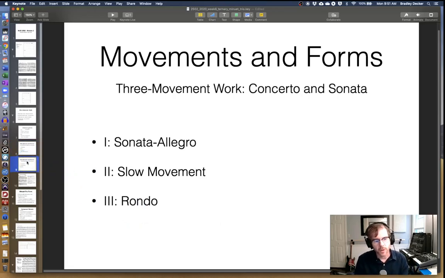A 3-movement work, like a sonata or concerto, is basically based on the focus of one performer. It's usually a sonata that starts out the form, and a rondo, again, a lot like the symphony. But in the middle, there's only 1 movement in the middle. It's called a slow movement, and that can take on many different forms.